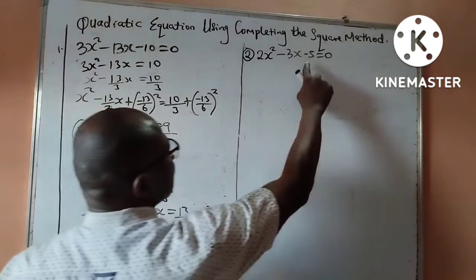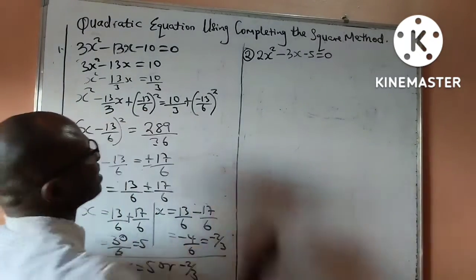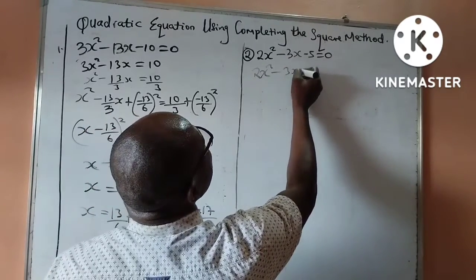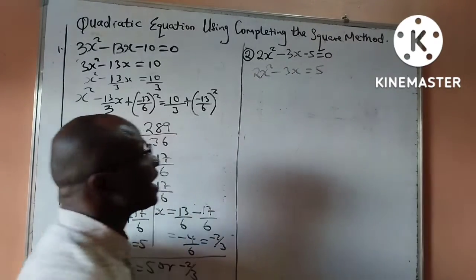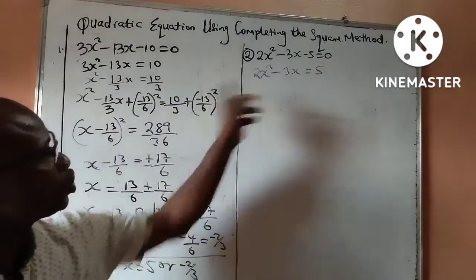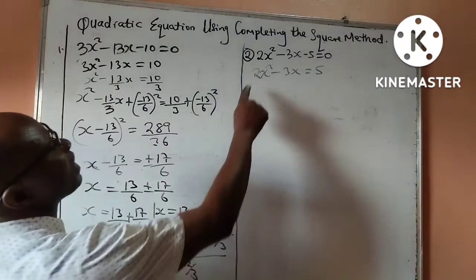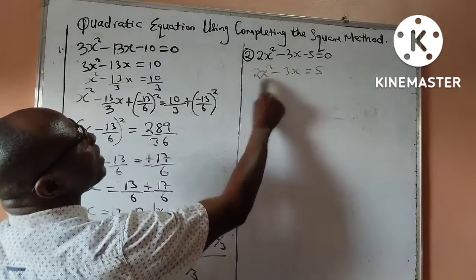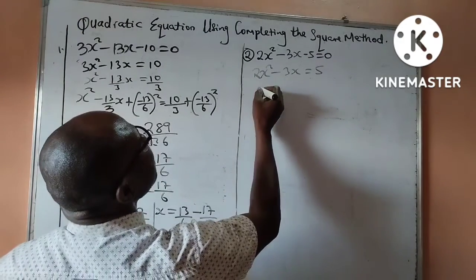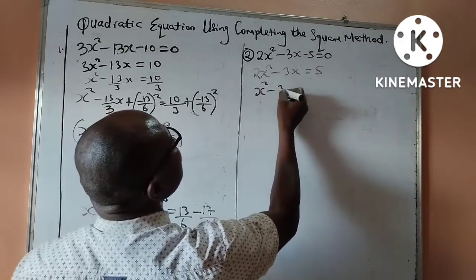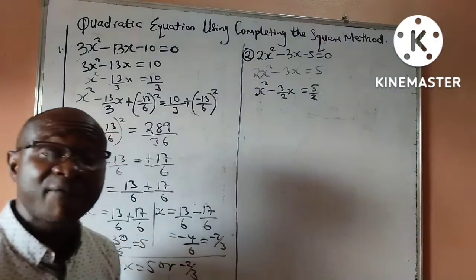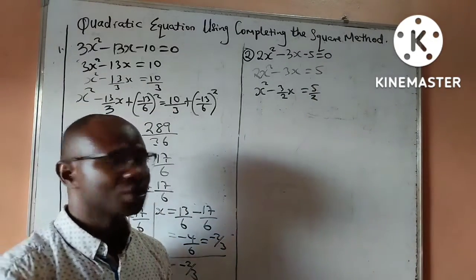Now let's dive in. The first one, move it to the right hand side. So I have 2x raised to the power 2 minus 3x equal to 5. I have moved the constant, which is minus 5, to the right hand side. Second step, I want to make the coefficient of x squared become 1. To do that, I will divide it by 2. So I have x raised to the power 2 minus 3 over 2x equal to 5 over 2. So I divided everything there by 2.